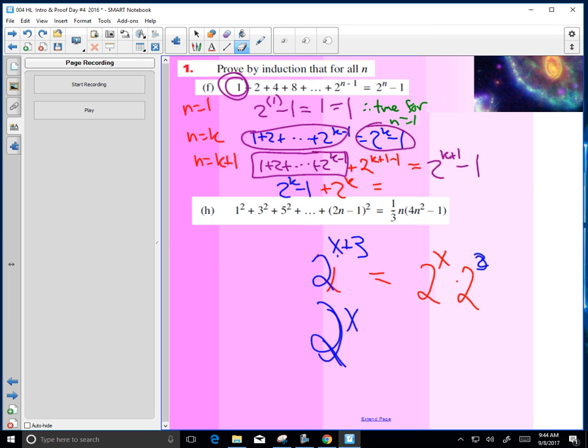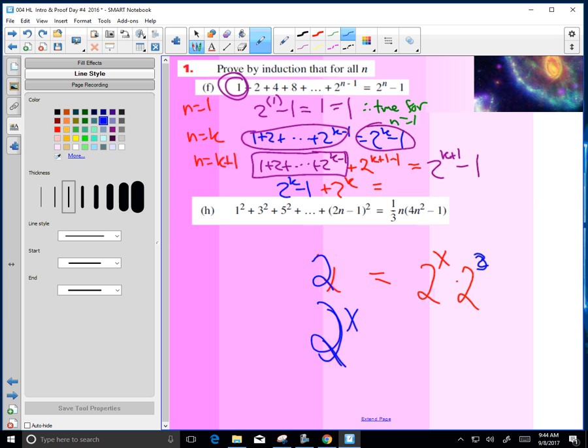Now, what if I had 2 to the x minus 1? How many 2 to the x's is that? Well, half, isn't it? Does that help you a little bit? So when you see that 2 to the x plus 1, think of it as how many 2 to the k's or 2 to the x's is it? So this has how many 2 to the k's? 2. That might clarify it a little bit.